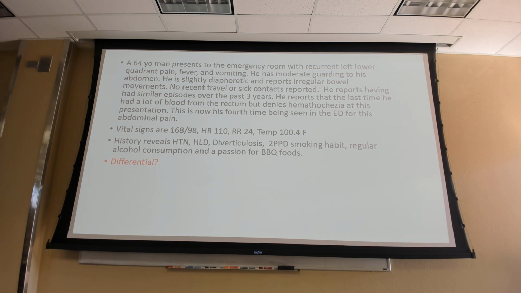Past medical history is significant for hypertension, hyperlipidemia, diverticulosis, alcohol consumption, and a passion for barbecue foods. What's on your differential for this one? Yeah, diverticulitis, right? Good. So, what testing do we want to do for this patient?